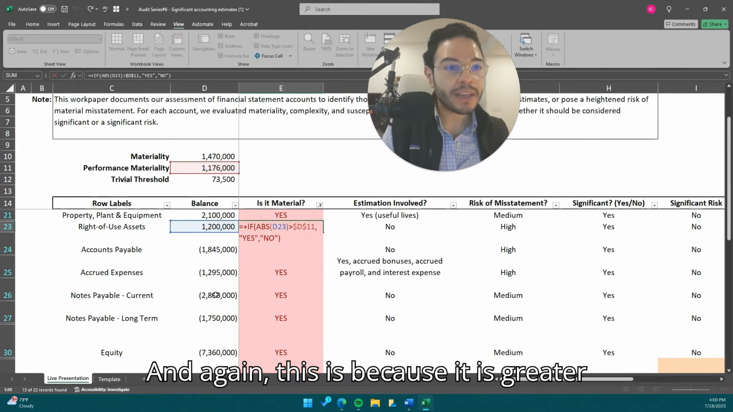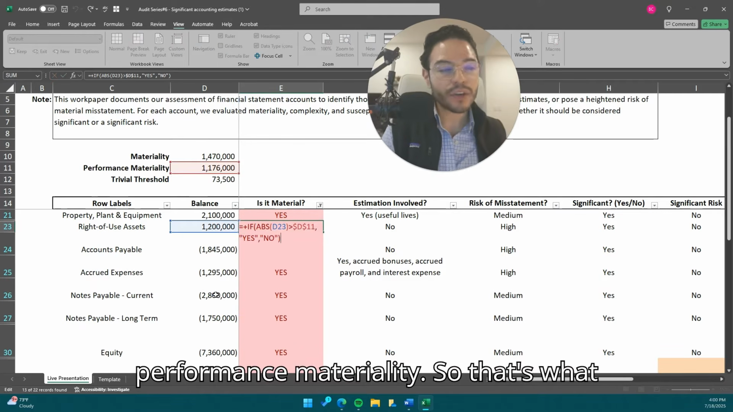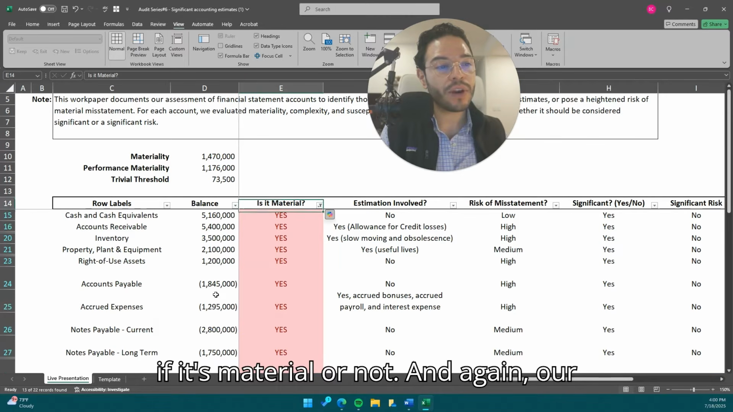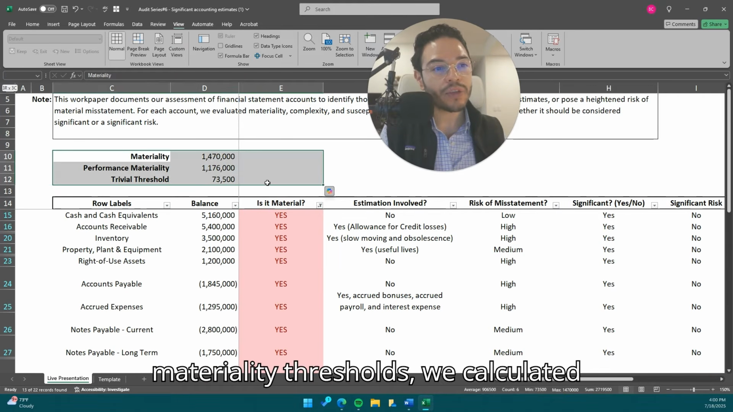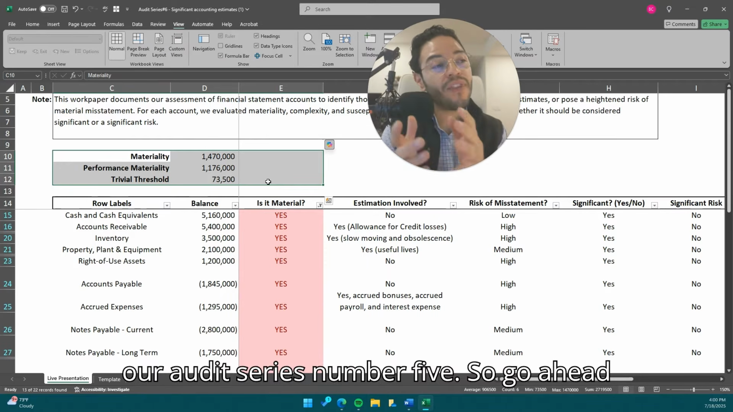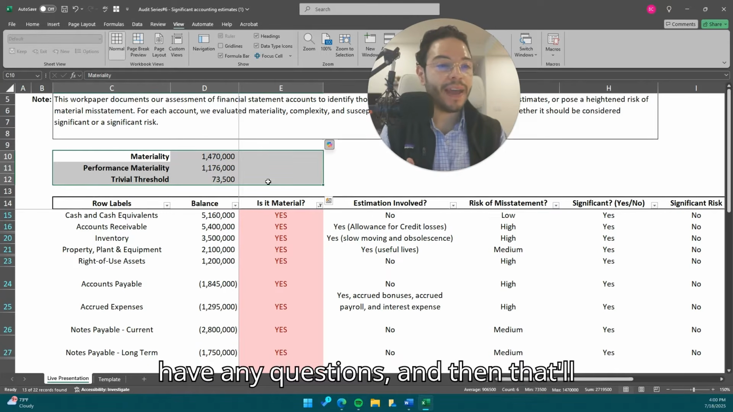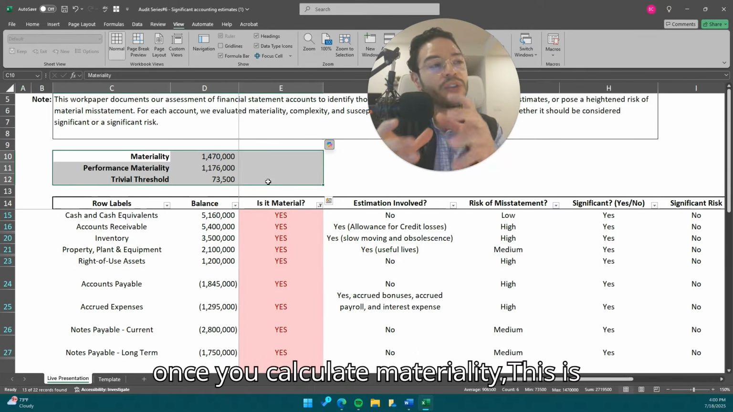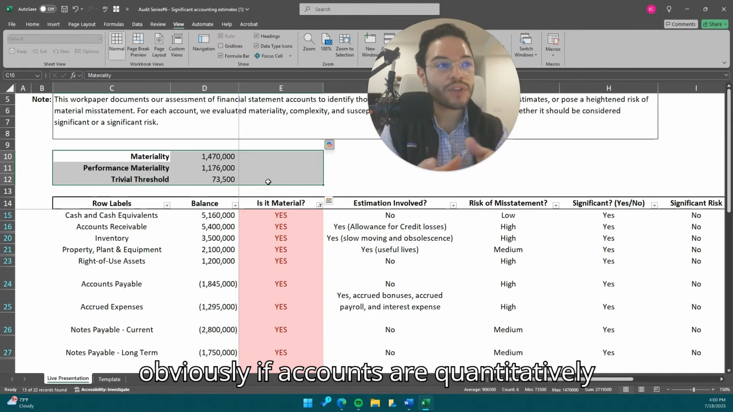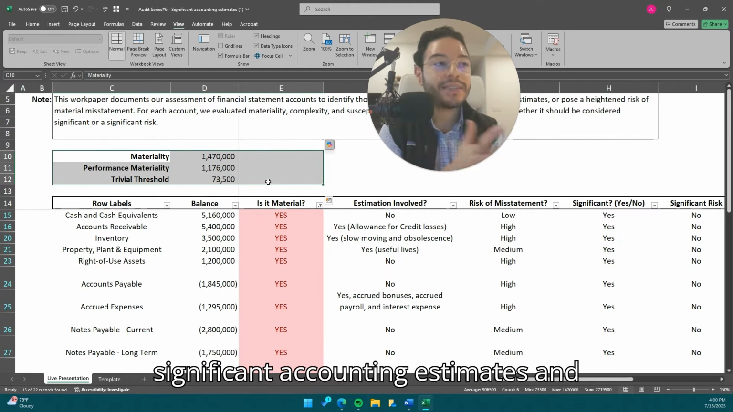And again, this is because it is greater than performance materiality. So that's what we're going to use to determine if it's material or not. And again, our materiality thresholds, we calculated that and we went over that whole video in our audit series number 5. So go back and look at that video if you have any questions, and that'll answer how to calculate materiality. But once you calculate materiality, this is the next step. Now you need to determine, obviously, if accounts are quantitatively or qualitatively material, if there are significant accounting estimates and significant risk.